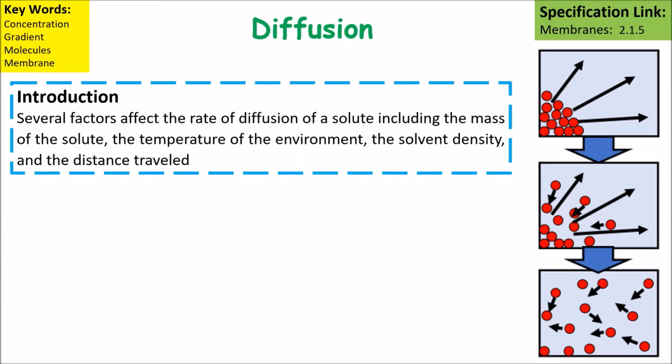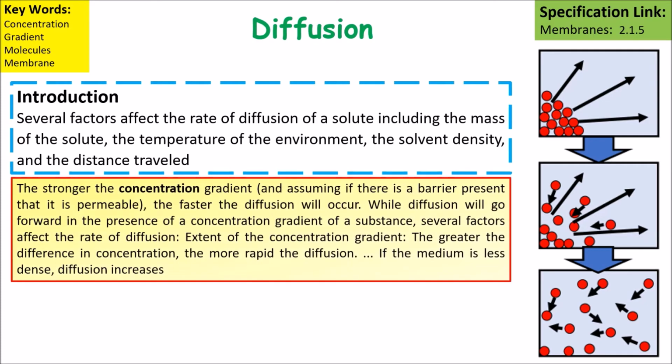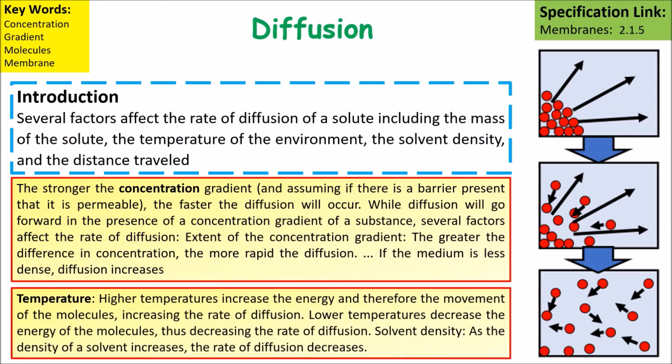So several factors affect the rate of diffusion of a solute, including the mass of the solute, the temperature of the environment, and the solvent density. So the stronger the concentration gradient, the faster the diffusion will occur. While diffusion will go forward in the presence of a concentration gradient of a substance, several other factors affect the rate of diffusion. So the greater the difference in the concentration, the more rapidly diffusion will occur. Higher temperatures increase the energy that the molecules have, so therefore they're moving around faster, so therefore diffusion will happen quicker at higher temperatures.